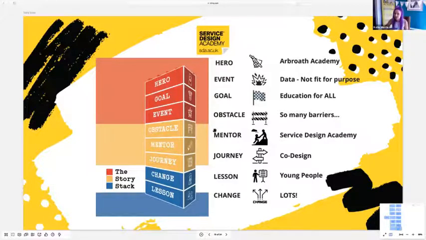We've highlighted that there was a mentor in there, that Service Design Academy came in, bringing the rest of the community with that in a structured way, using service design as the process. We've managed to co-design a journey that isn't exactly easy, but we're overcoming each obstacle as we come, and there are many lessons to be learned in here.